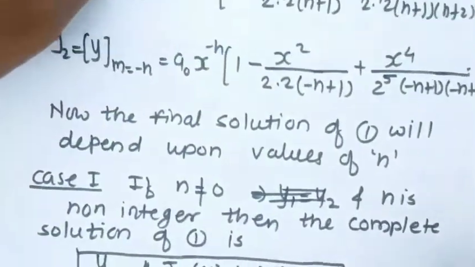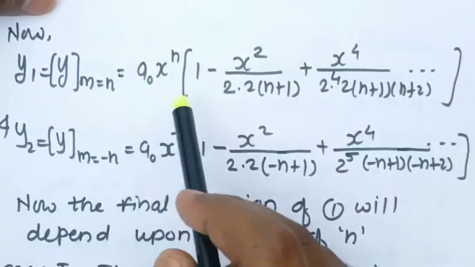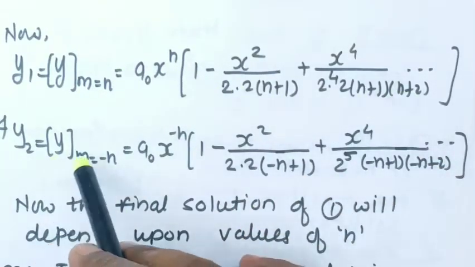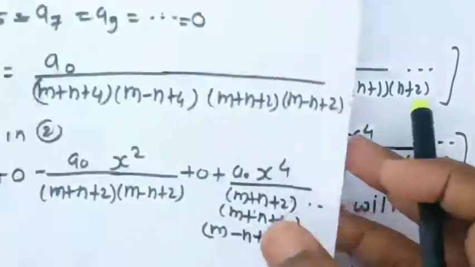So here are the values that I have obtained after putting m equal to n and m equal to minus n in the equation. Just replace m by n, so here I will get this series, and for m equal to minus n I will get this series. You can check the calculation, okay.